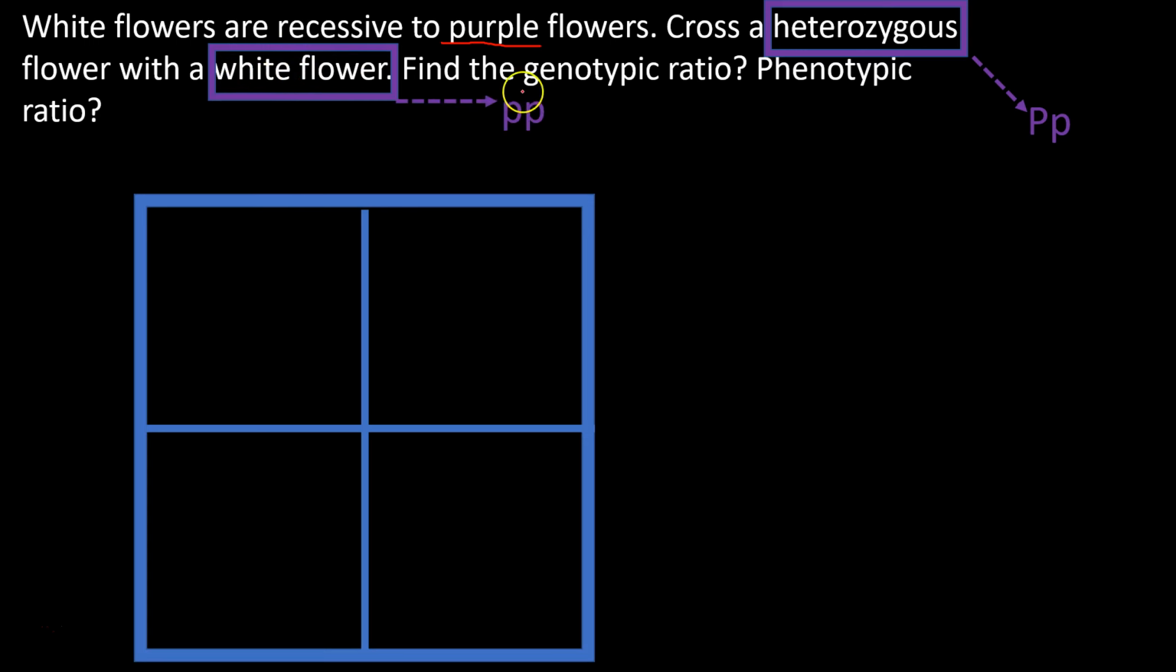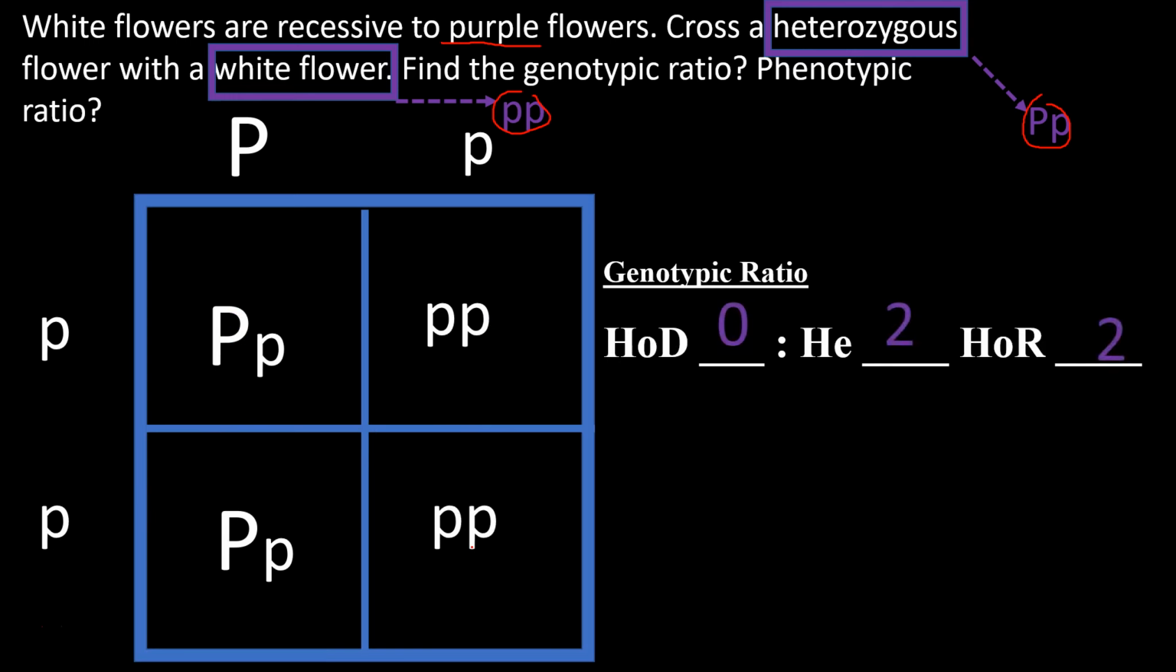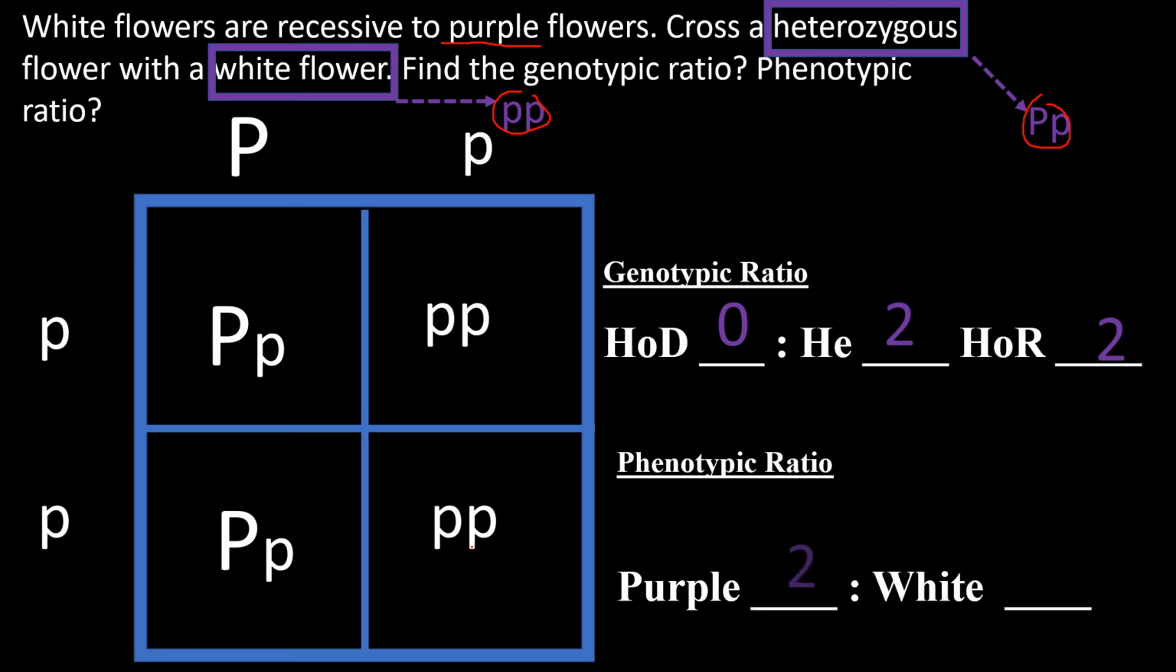Okay? Now that I have these alleles, now I'm in the business to find the ratios. Okay? Remember, these alleles are going to segregate. That would be the alleles from one parent. These are the alleles from the other parent. Now you do your Punnett square normally. Okay? Heterozygous, heterozygous, homozygous recessive, and down here would be homozygous recessive. Give you a 0 to 2 to 2 ratio, genotypically. Phenotypically, 2 are going to be purple, 2 are going to be white.